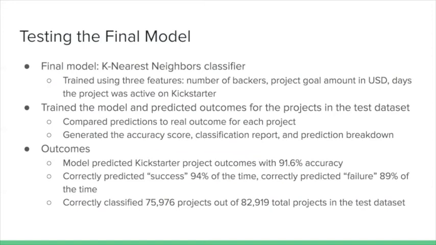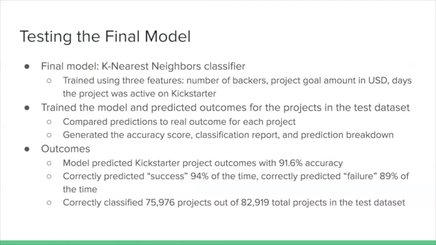And so then we trained the model with three features: the number of backers, the project goal amount in US dollars, and the days that the project was active on Kickstarter, because these seemed like the most important ones. So we trained and we fit the model, and we predicted the outcomes for the projects in the test data set. And so we compared the predictions to the real outcome for each project. Then we generated the accuracy score, the classification report, and the prediction breakdown afterward.